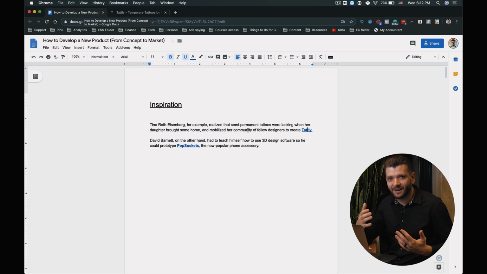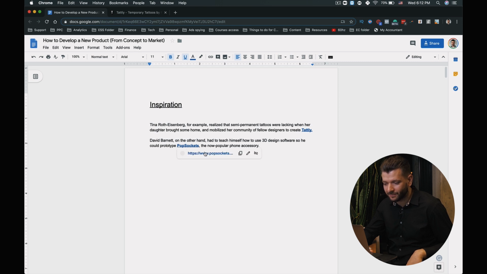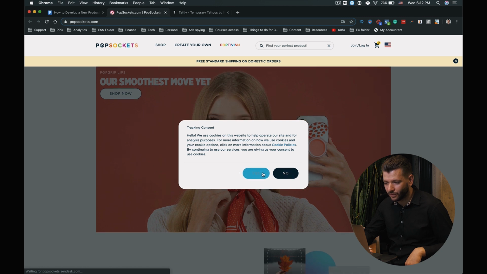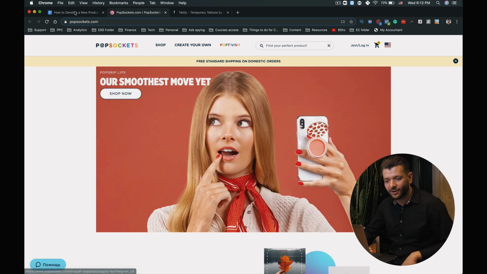So sometimes these ideas come to everyone, right? Where you see something, and it's like a light bulb, right? So you see that there is a need for a specific product in some marketplace. David Barnett developed the PopSockets. So this is now a popular tool, where you can hold your smartphone in your hand, and he developed this accessory.